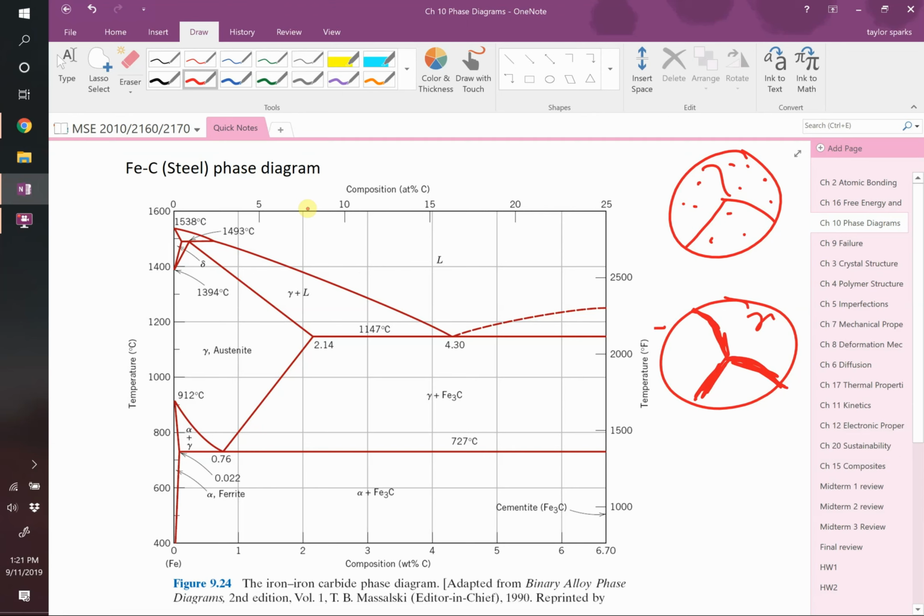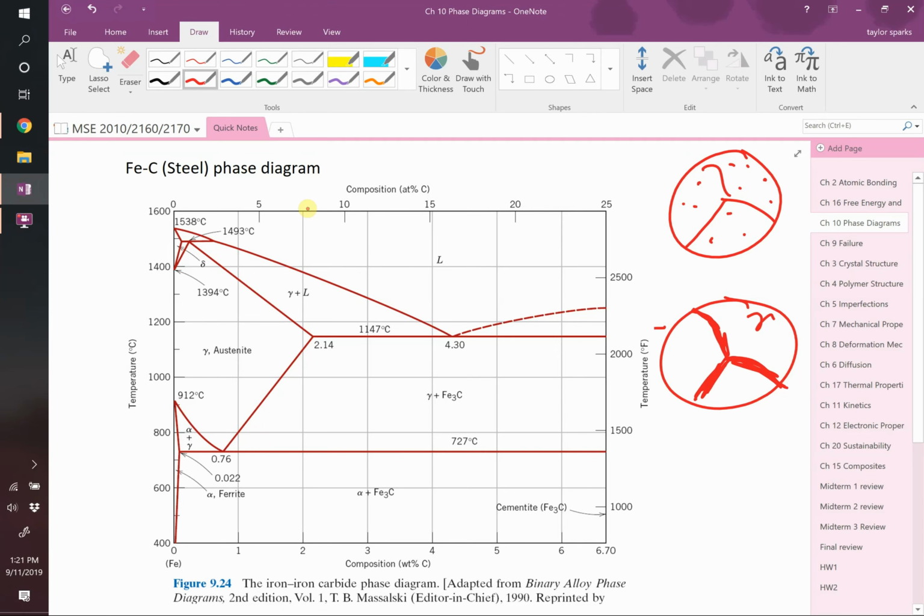Okay, what if you go to the left? To the left of the eutectoid point, we call these hypo-eutectoid steels versus hyper-eutectoid steels. Hypo-eutectoid steels, if you cool down right here, what is the pro-eutectoid phase that forms along here? It's going to be pro-eutectoid ferrite, okay? And it's going to form on the grain boundaries just the same, okay?